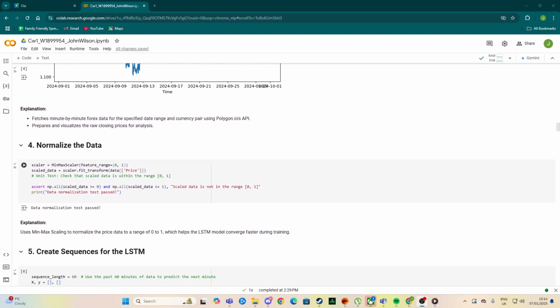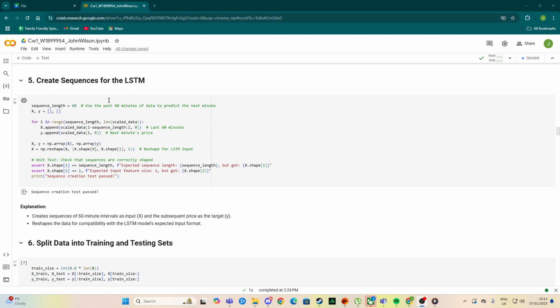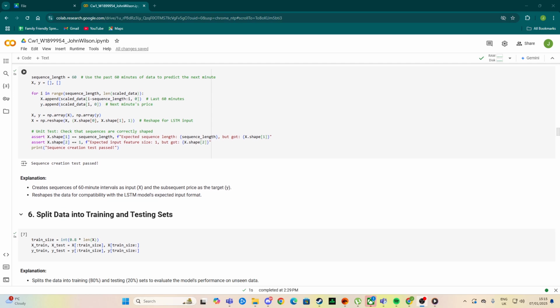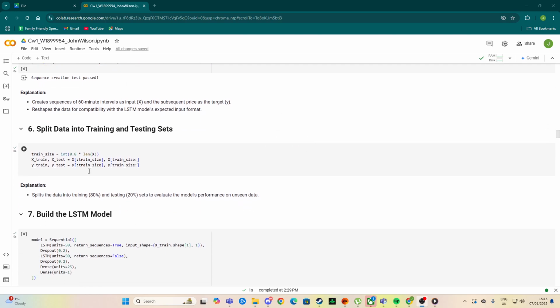It's then normalized. I use min-max scaling to normalize the price to a range between 0 and 1, which helps the LSTM converge faster during training. Create the sequences for LSTM, sequence length 60, which is the past 60 minutes. So it looks at the past 60 minutes of data and predicts the next minute based on that information. Split the data into 80% learning and 20% testing, where I'm going to do the trading simulation.